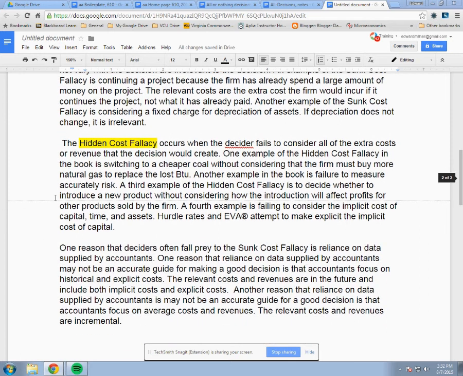One reason that deciders often fall prey to the sunk cost fallacy is reliance on data supplied by accountants. Accounting data may not be an accurate guide for making good decisions because accountants focus on historical and explicit cost. The relevant costs and revenues are in the future and include both implicit cost and explicit cost. Another reason that reliance on data supplied by accountants may not be a good guide is that accountants focus on average cost and revenues. The relevant costs and revenues are incremental.